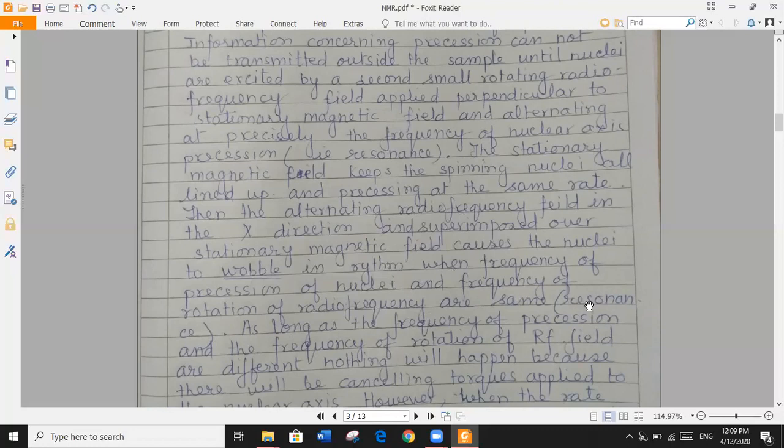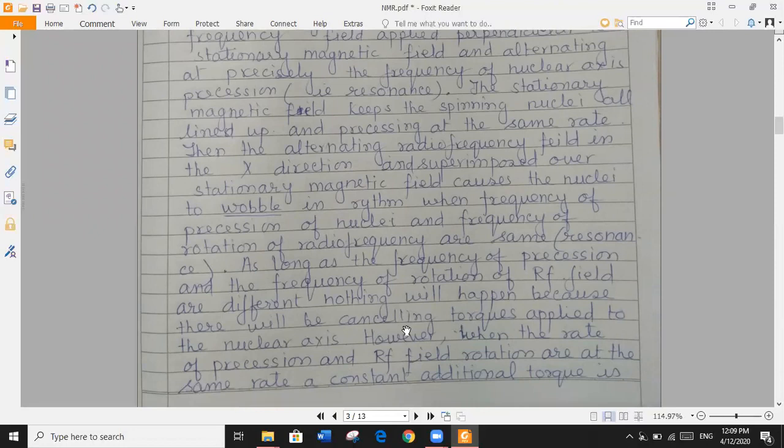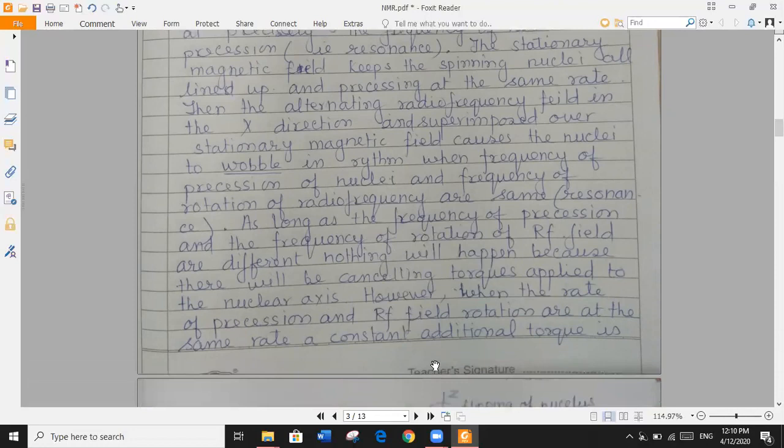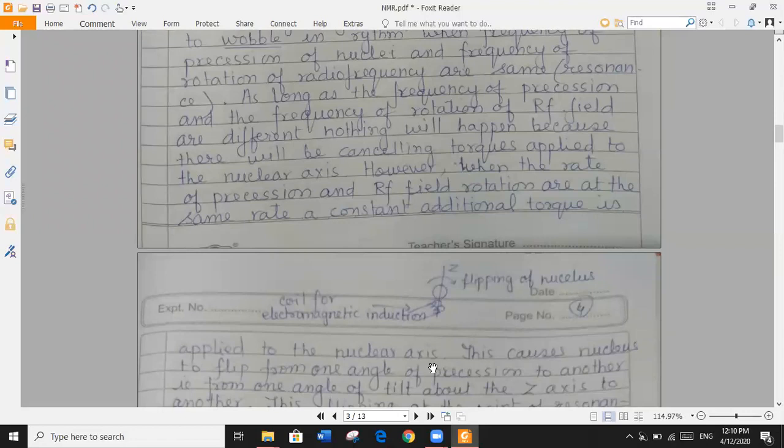Resonance occurs. As long as the frequency of precession and the frequency of rotation of RF field are different, nothing will happen because there will be cancelling torques applied to the nuclear axis. अगर फ्रीक्वेंसी कॉमन नहीं है, बाहर से अप्लाइड फील्ड आरएफ की और न्यूक्लियर प्रिसिशन की, तो वो एक दूसरे को कैंसिल कर देते हैं. However, when the rate of precession and RF field rotation are at the same rate, a constant additional torque is applied to the nuclear axis.